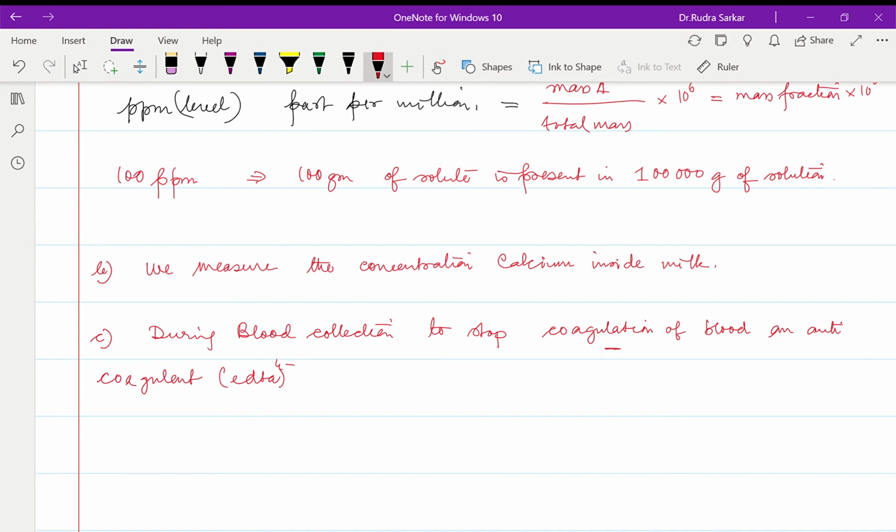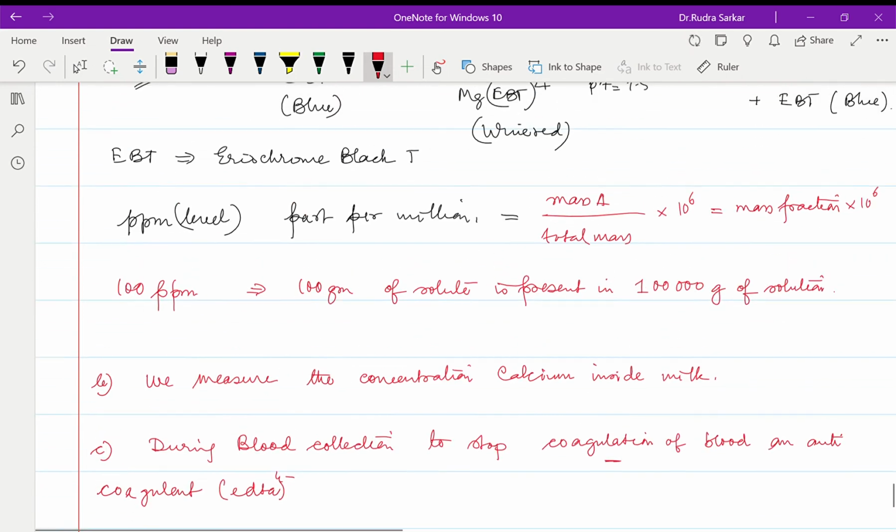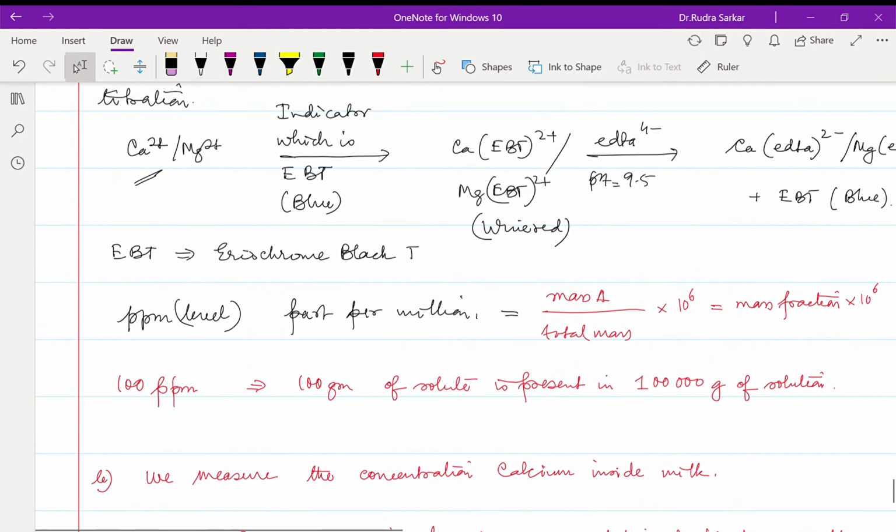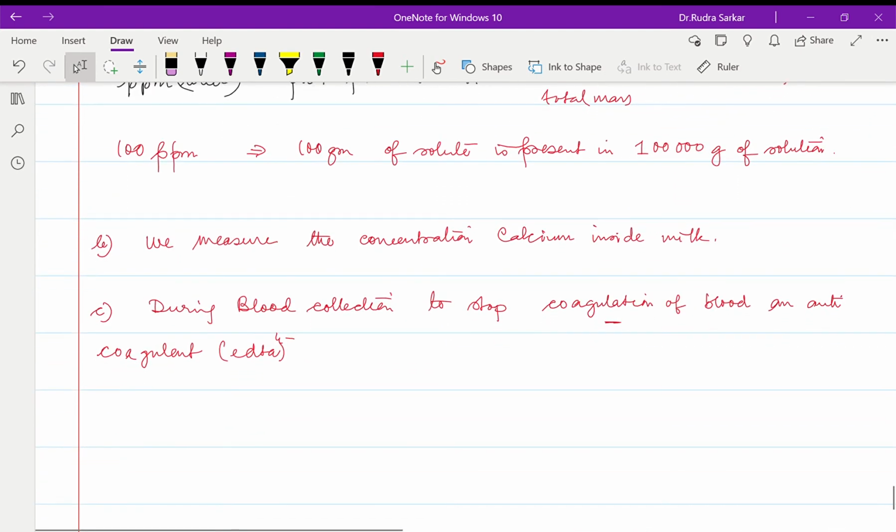All right. So there are three practical uses of this ligand EDTA. As I have mentioned, one is to measure the concentration of calcium inside milk, or the concentration of calcium inside water to measure the hardness of water, or it can also be used as an anticoagulant so that the coagulation of the blood can be stopped.